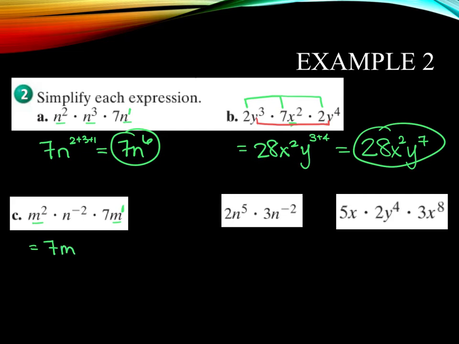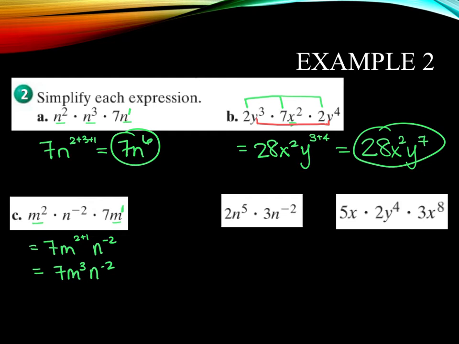So this is really 7m to the 2 plus 1, and then I have to multiply by that n to the negative second. So now when I simplify, I have 7m to the third n to the negative second. I do have to keep in mind my properties of exponents.